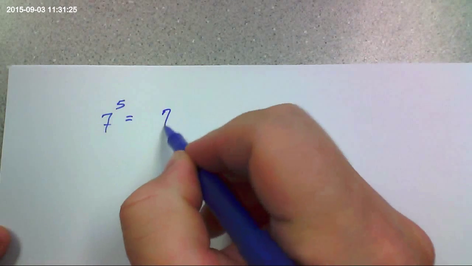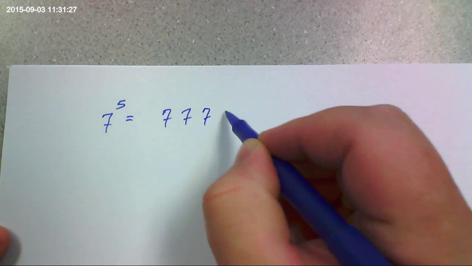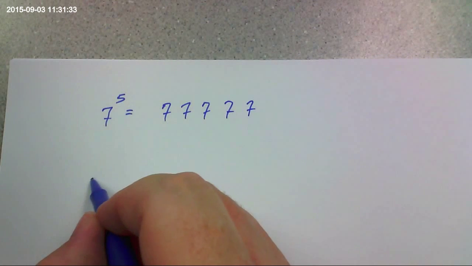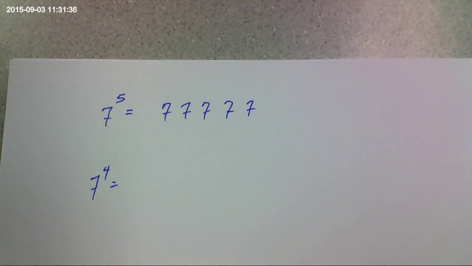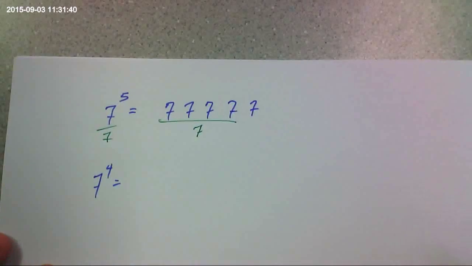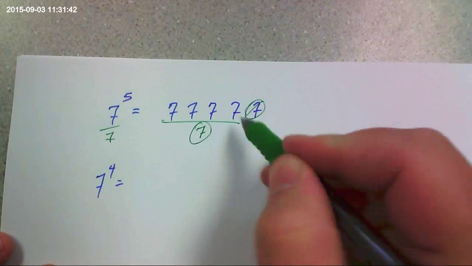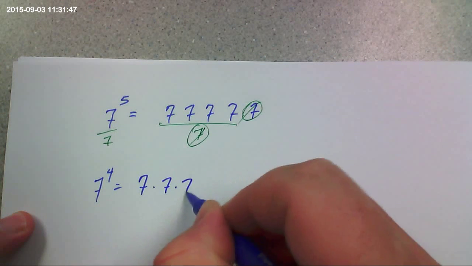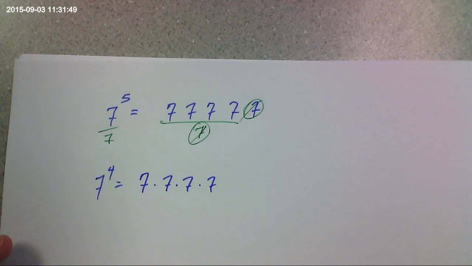So let's take any number we want. I just randomly pick 7, okay? So 7 to the 5th power, that would be 1, 2, 3, 4, 5 7s, of course, right? Now if I wanted to change this 7 to the 5th power into 7 to the 4th power, what I'd have to do is divide this by 7. See? And so this would reduce, and we would be left with 7 to the 4th. So 7 times 7 times 7 times 7, 7 to the 4th.